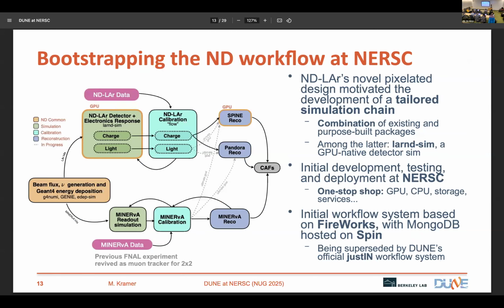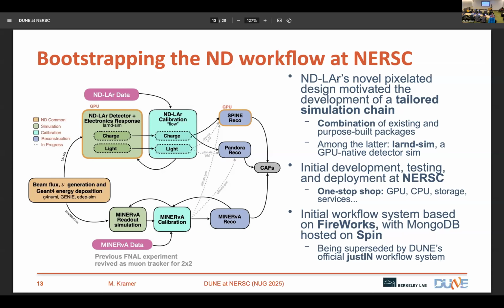And so if we go back again another 5 years or so, we were in a situation where the near detector didn't really have a simulation, and you can't really propose a design if you don't have the simulations to say that this design will work. And what we found was that the high number of pixels in this type of detector made it hard to use existing detector simulation code.